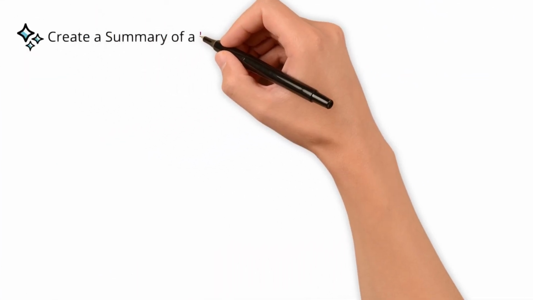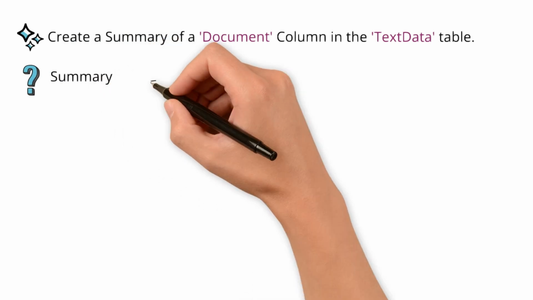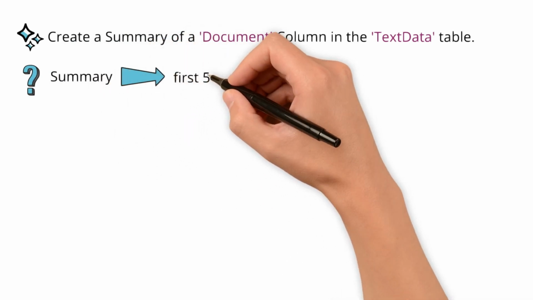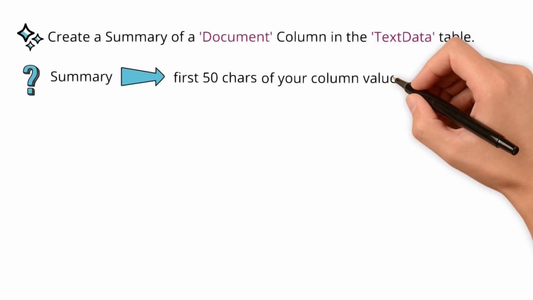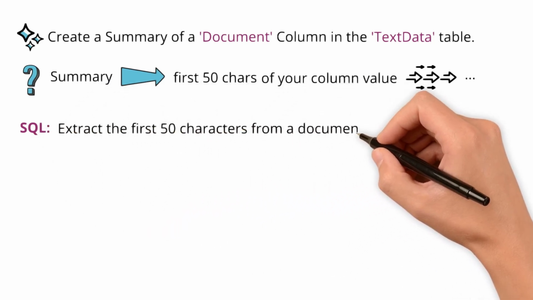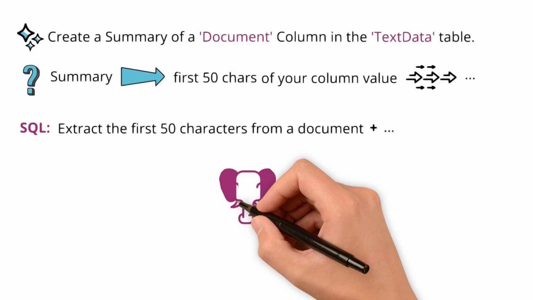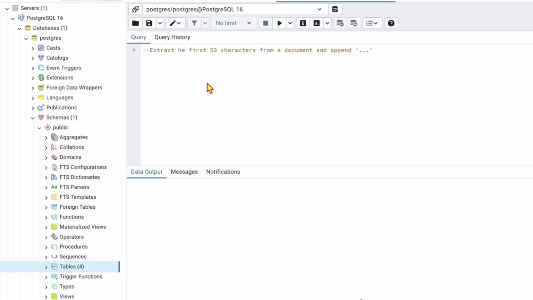Next, create a summary of a document column in the text data table. How do you write the summary? Your summary should be the first 50 characters of your column value followed by 3 dots. So you need to write a SQL query to extract the first 50 characters from the document column and append 3 dots. Let's see how. Open PostgreSQL. Here is your question. Extract the first 50 characters from a document and append. Output 50 characters plus 3 dots.